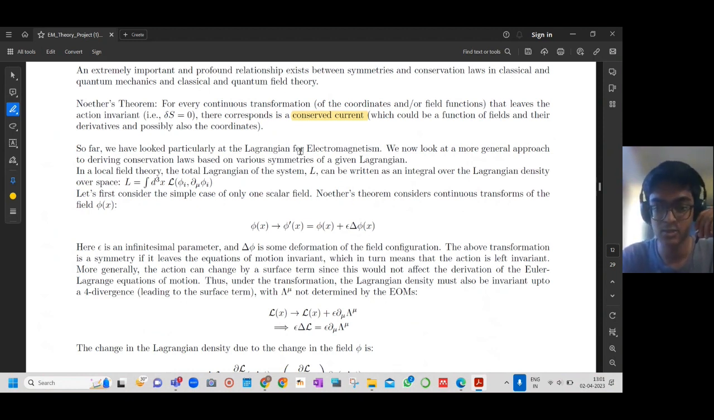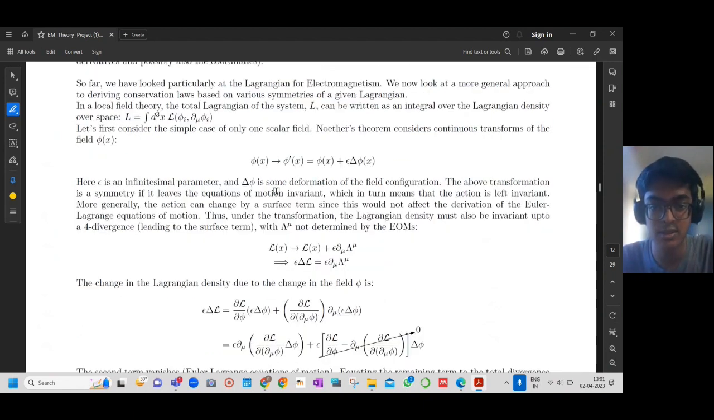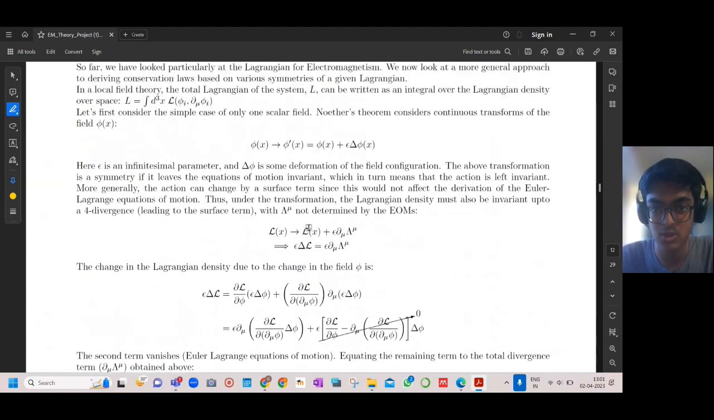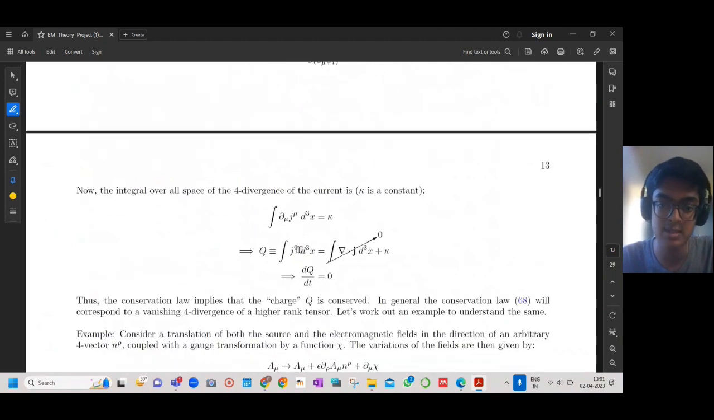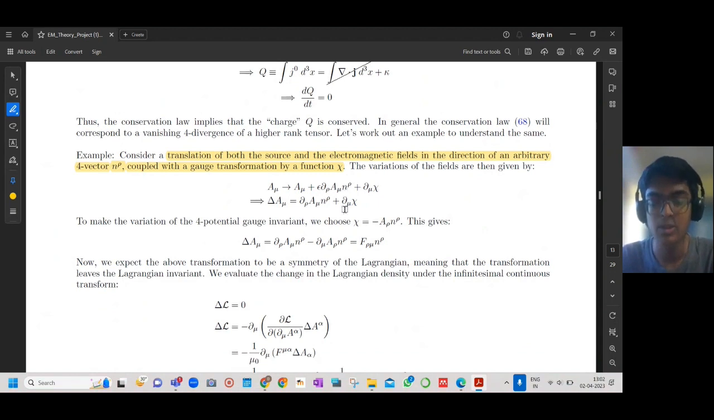And there's a very natural way of working out the conservation law. Here I've chalked out the procedure for obtaining it. Due to limited time, I request you to go through it on your own. I'll directly go to an example which perfectly demonstrates the procedure. The example is that of a translation of both the source and the electromagnetic field. Basically we translate the whole system in an arbitrary direction along a 4 vector n rho, and then perform a gauge transformation chi. We are free to choose what chi is, because we expect it not to affect the equations of motion.